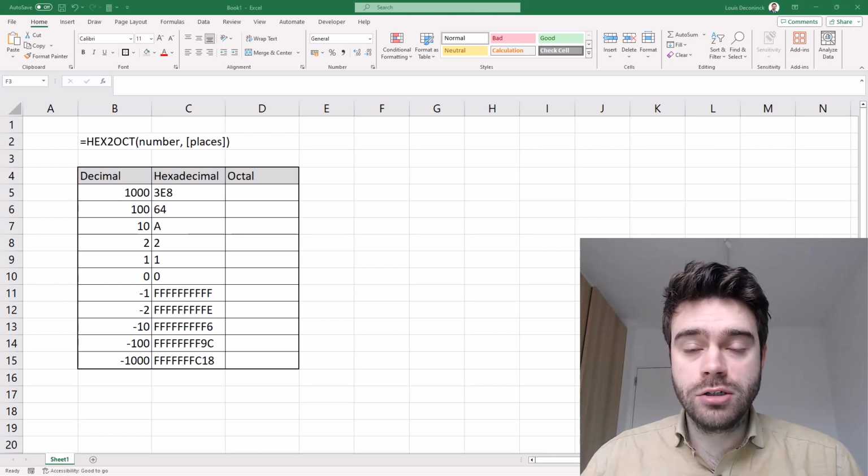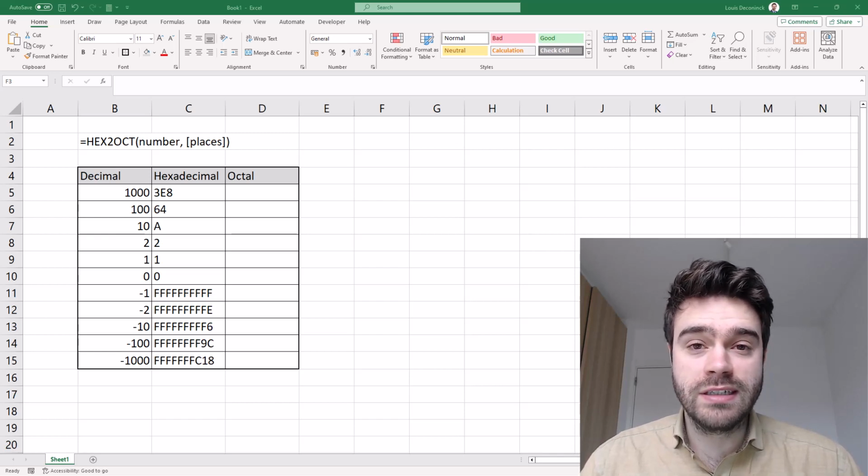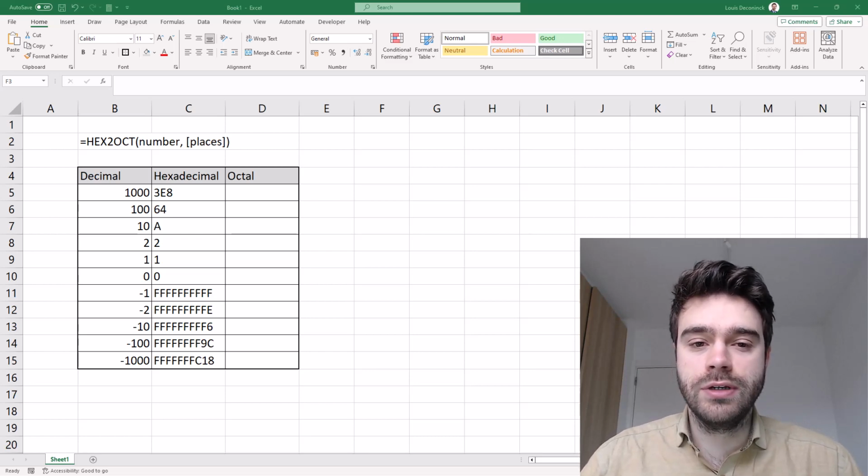The HEX2OCT function within Excel allows us to convert a hexadecimal number to an octal number. There are two arguments we can supply to this function. The first one being the number, so that would represent the hexadecimal number. And then there's an optional second argument. This argument is called places and defines if we need to add any preceding zeros to the new number.